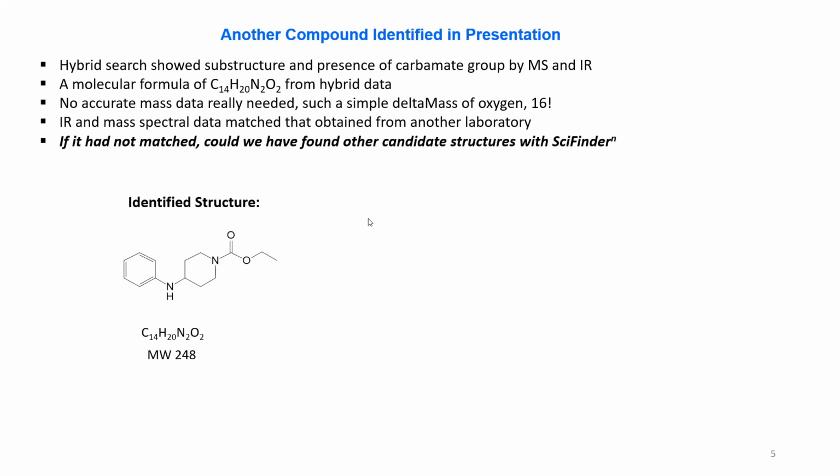So we wanted to try SciFinder. Let's just say that we didn't find another match for it, and we thought that we needed some additional candidate structures. Could we do that within SciFinder? And that's what we will be talking about in the next few slides.